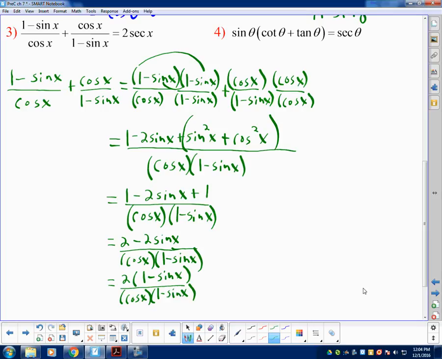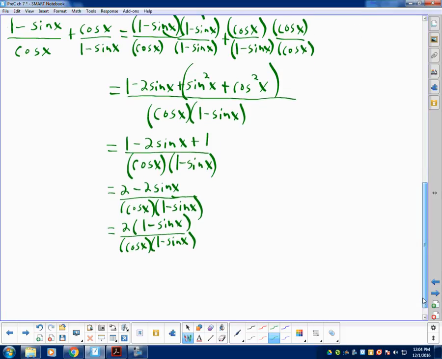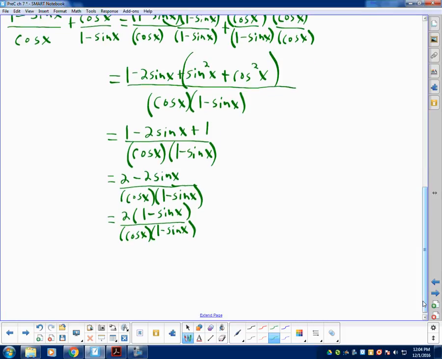So factor 2 out of the top. So here, I can cancel out these. And what is 2 over cosine of x equal to? 2 secant x, which is what I was trying to prove. All right.